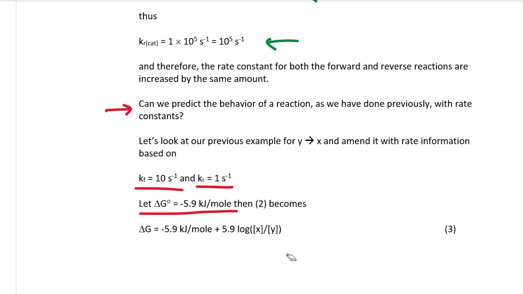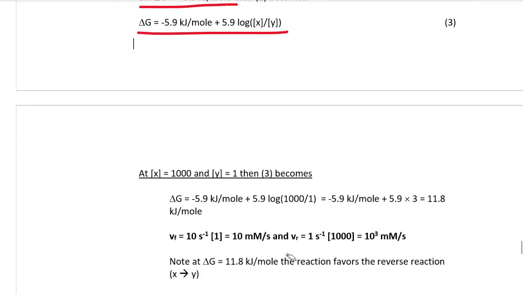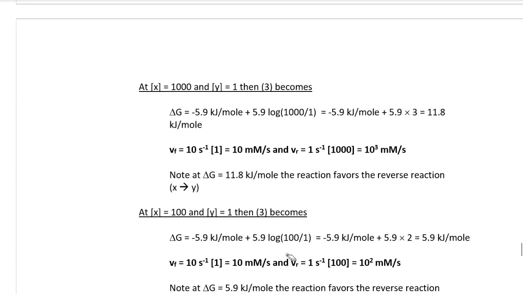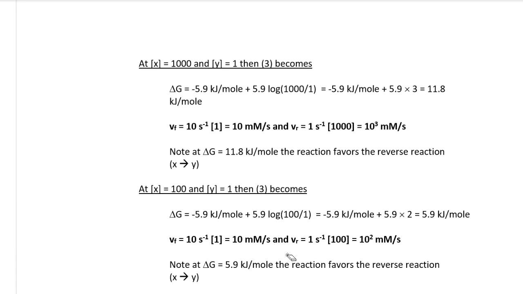And our delta G standard was negative 5.9 kilojoules per mole. And this makes our equation for delta G the following, right? Because we're y goes to x, y is the reactant, x is the product. So all we're doing is the same thing we did before for this example, but now we're adding rate information. We're just going to say these numbers are in millimolarity, and that's why our units for the rates have millimolarity in them.